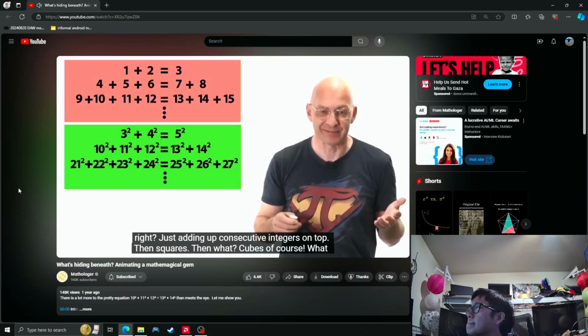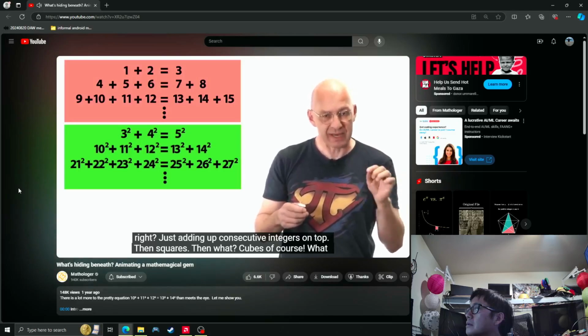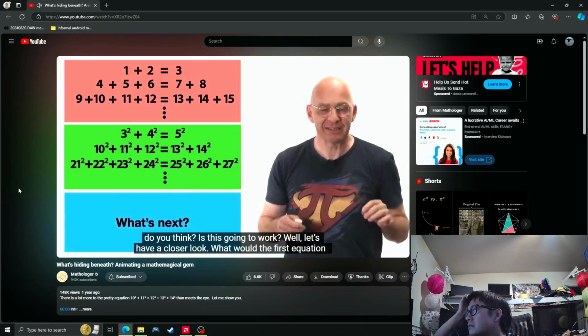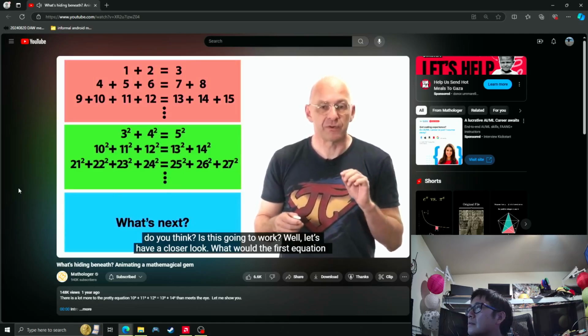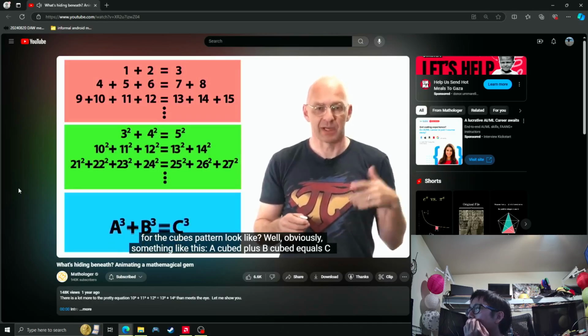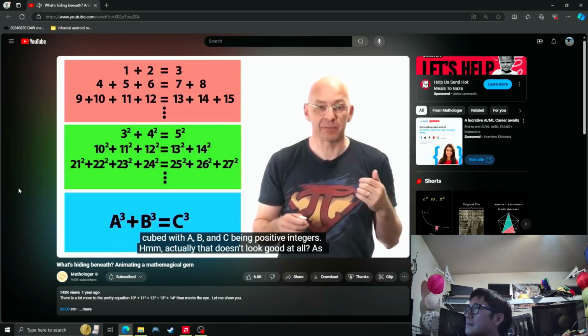That'd be cool, right? Well, just on top, we're adding consecutive integers, then squares, then what? Well, cubes, of course. What do you think? Is this going to work? Well, let's have a closer look. What would the first equation for the cubes pattern look like? Well, obviously something like this. A cubed plus b cubed equals c cubed, with a, b, and c being positive integers.